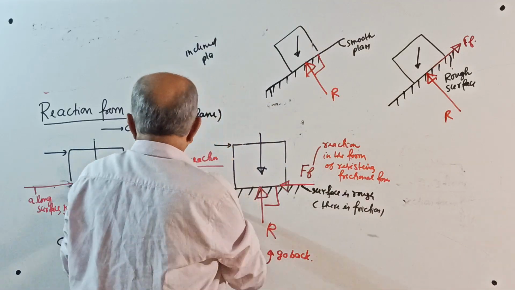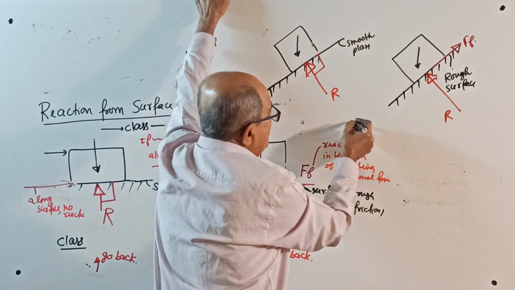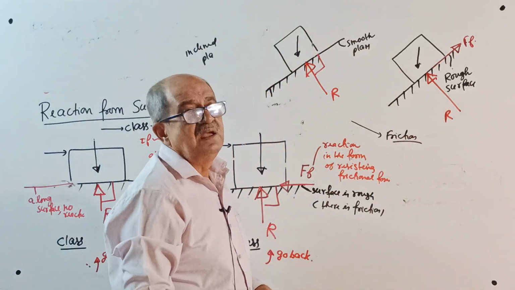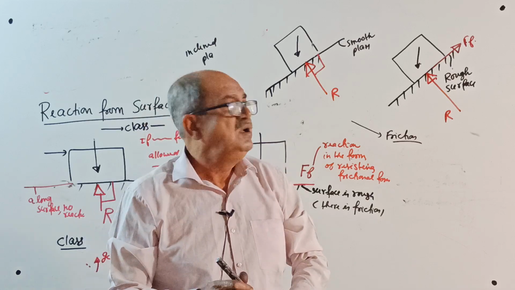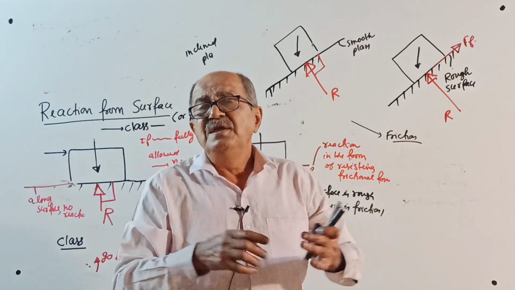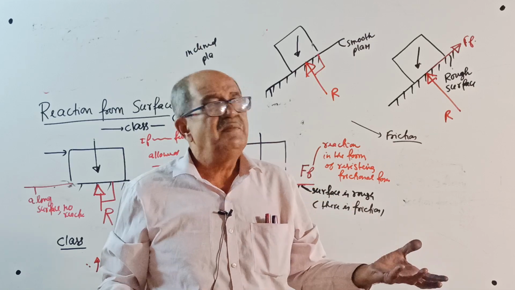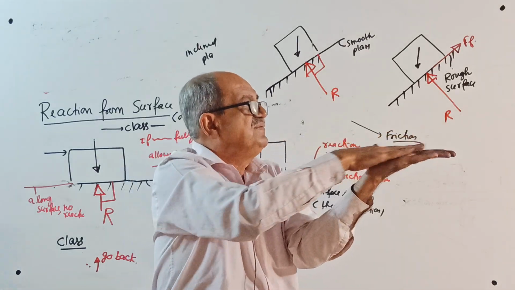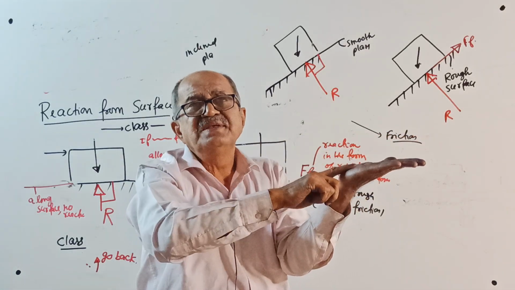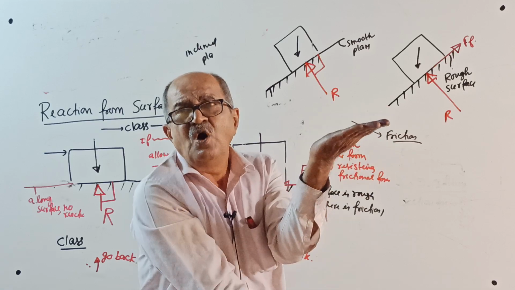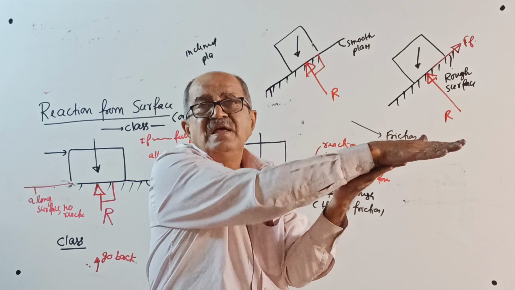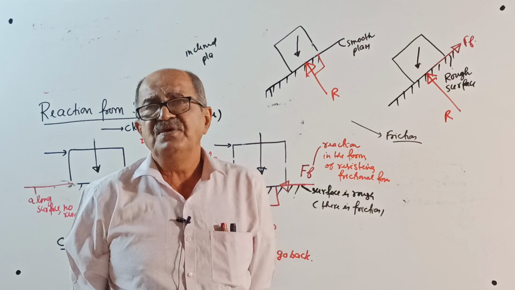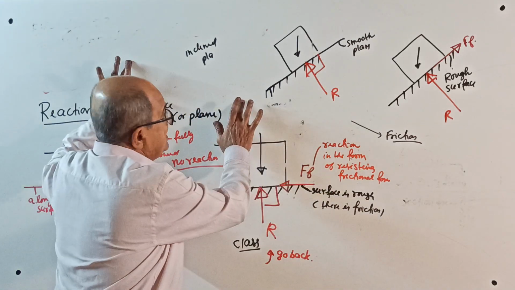Anyway, everything we will discuss when you go to friction. So right now, not required. What I want now is one piece of information for you. If any body or a block or a member is resting on a surface, then there will be a reaction perpendicular or normal to the surface, and along the surface frictional reaction will come if the surface is rough.